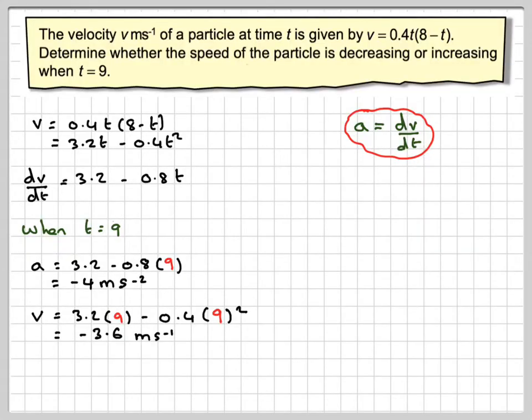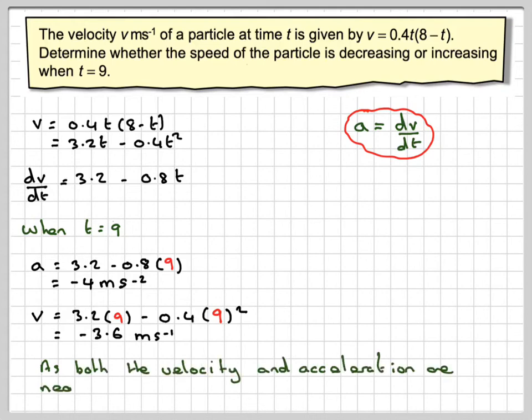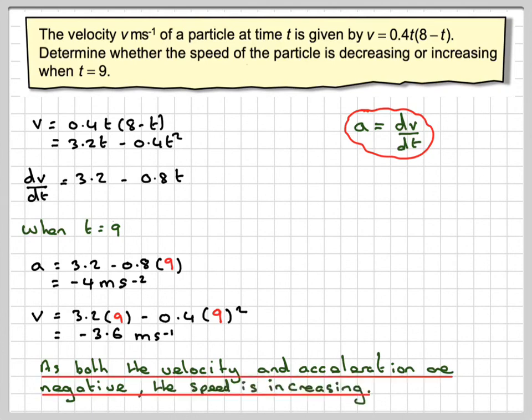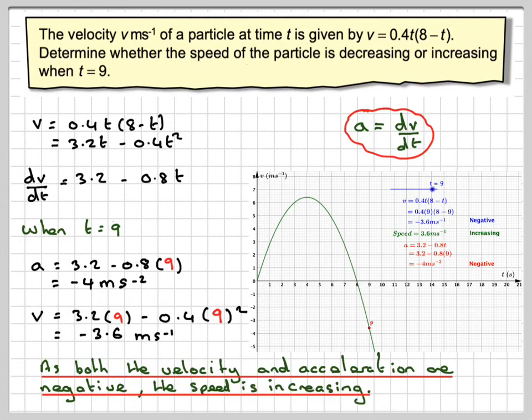This GeoGebra app I'll put in the notes of the video. So as both the velocity and the acceleration are negative, we can say that the speed is increasing. All right, so it's important because the question actually says speed, and there's a copy of the graph.